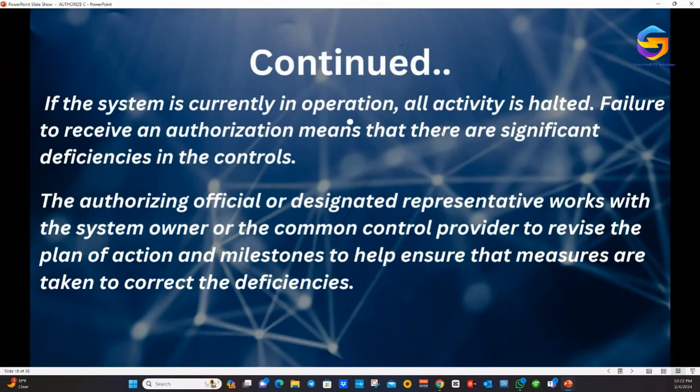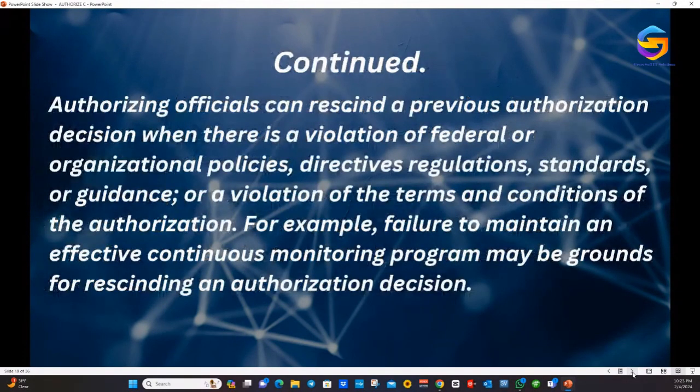If the system is currently in operation or activity is halted, failure to receive an authorization means that there are significant deficiencies in the controls. In other words, the system is of high risk. Hackers can easily get into the system. I mean, the CIA objectives can easily be compromised. Therefore, the authorizing official would not accept the system to operate. The authorizing official or designated representative works with the system owner and common control provider to revise the plan of action and milestones to help ensure that measures are taken to correct the deficiencies.